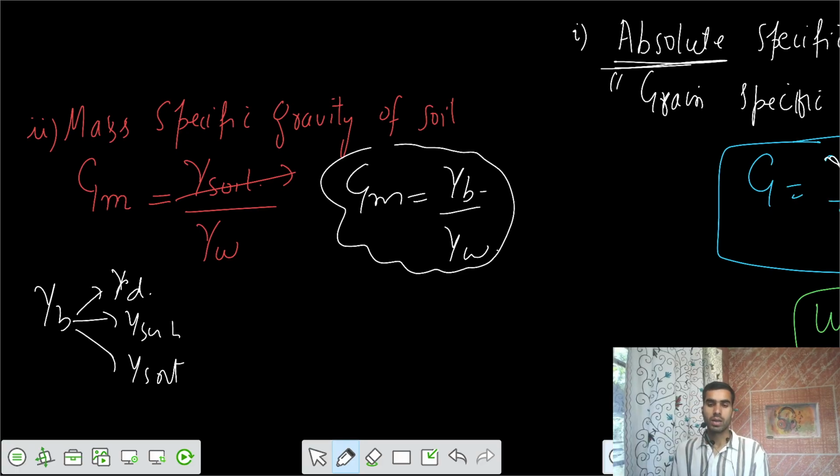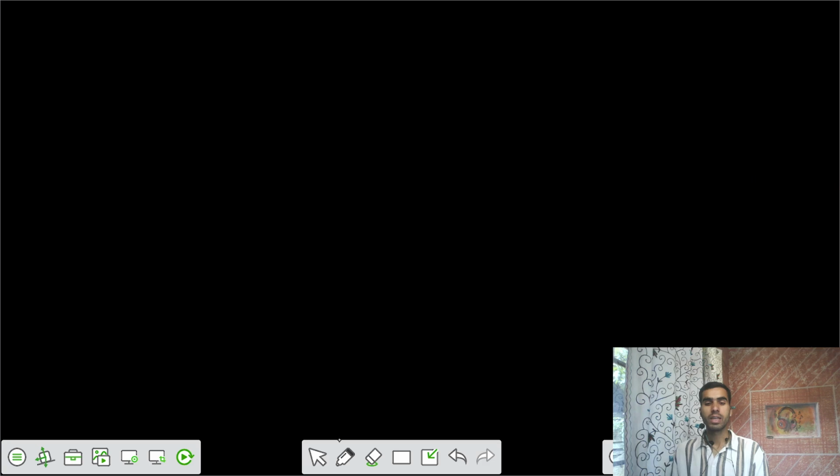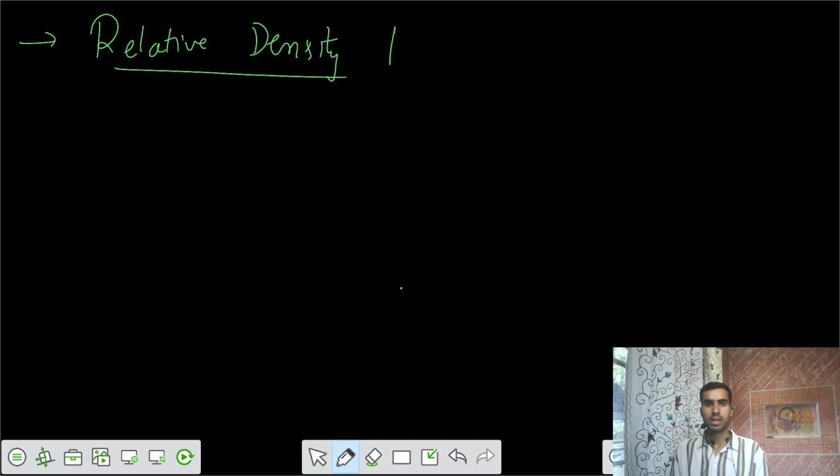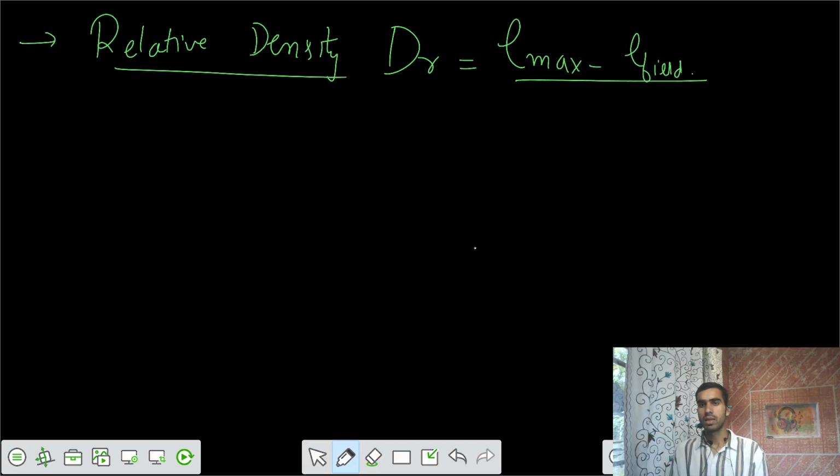One more term is relative density. We will be touching on this in other chapters also. We write it as Dr. It is the ratio of the maximum void ratio we can have, minus the void ratio of the field condition, which is the actual field condition of that soil mass, divided by the maximum void ratio minus the minimum void ratio we can have of the soil mass.